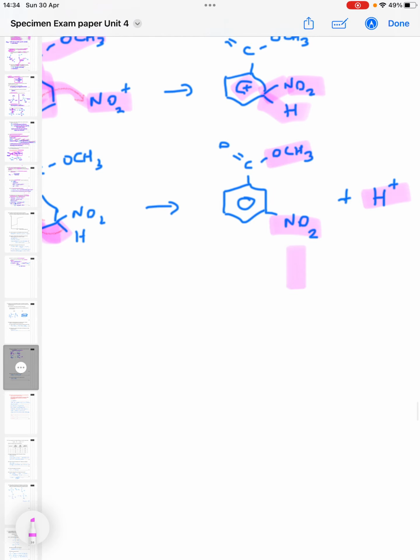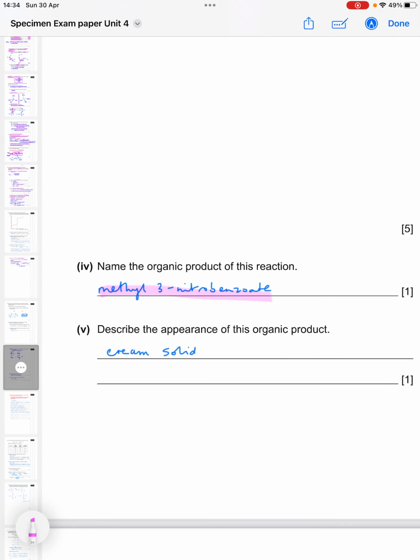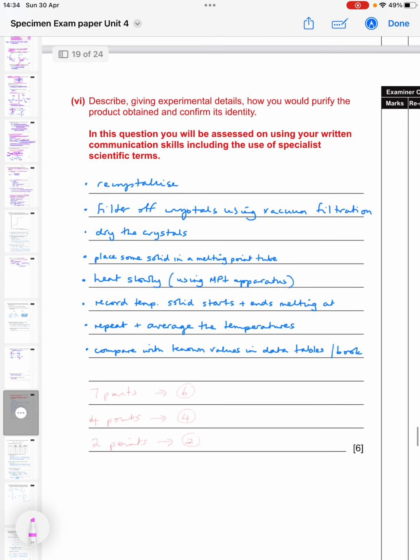Name the organic product of this reaction. Well, it is methyl 3-nitrobenzoate. And the appearance of this is a cream solid.